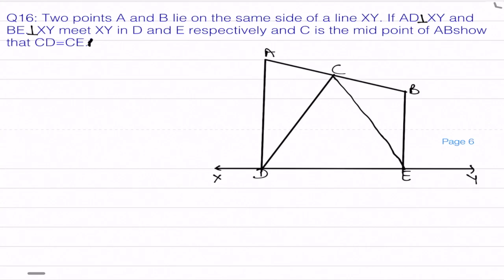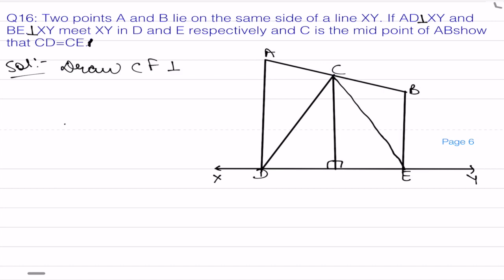2 points A and B lie on the same side of the line XY. If AD is perpendicular to XY and BE is perpendicular to XY, meeting XY in D and E respectively, and C is the midpoint of AB, prove that CD is equal to CE. Now here also we will use the concept of the intercept theorem. So see, first we will do a construction. We will draw a line CF which is perpendicular to XY. So draw CF perpendicular to XY.